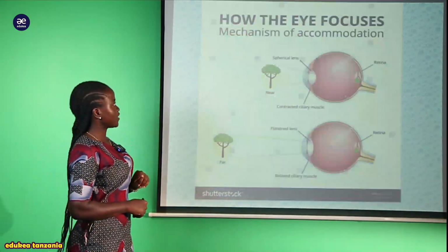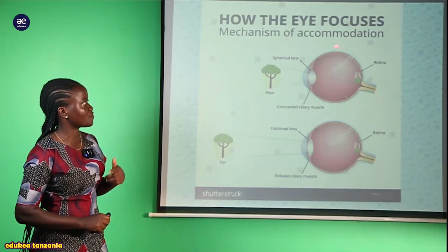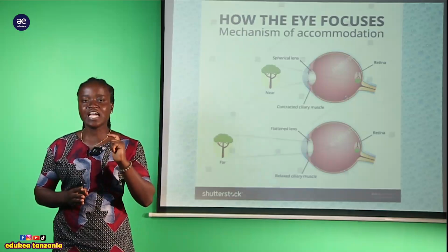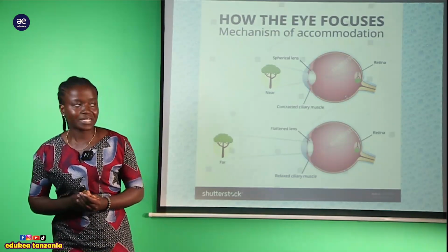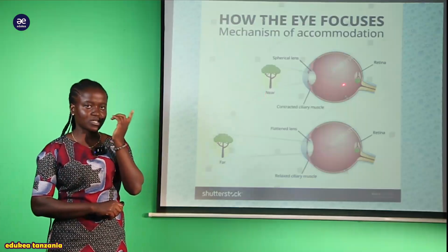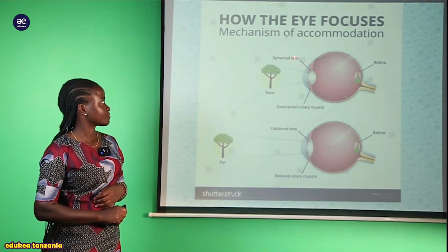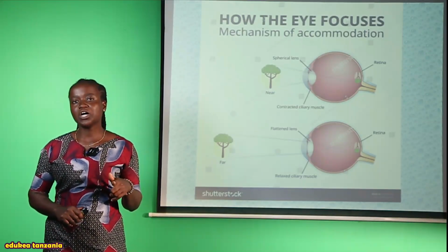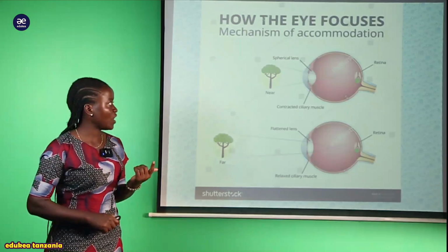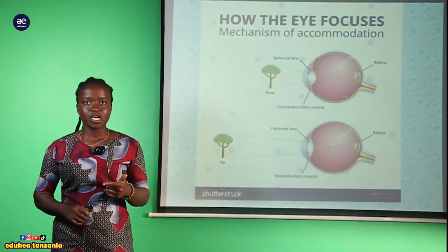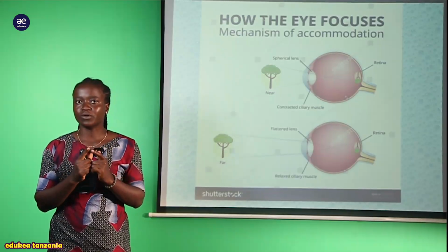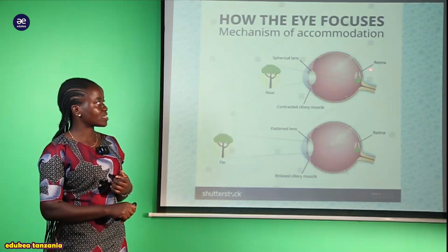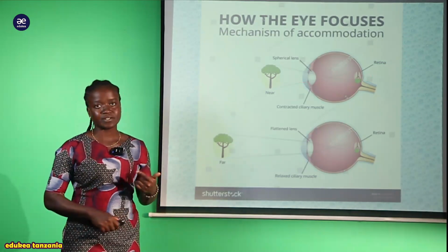For example, here you can see how the eye focuses, the mechanism of accommodation. The eye has the ability to focus on both distant objects and nearby objects. So now you can see here, this is a nearby object, and this is our eye. In focusing on the nearby object, the eye responds by making different kinds of changes. Here you can see the lens becomes spherical. Kwa inakuwa mduara. Thereafter the light enters the eye, and within the retina the image is formed.